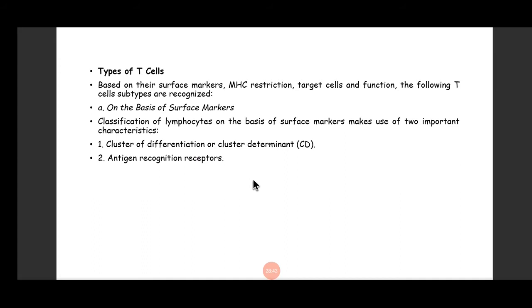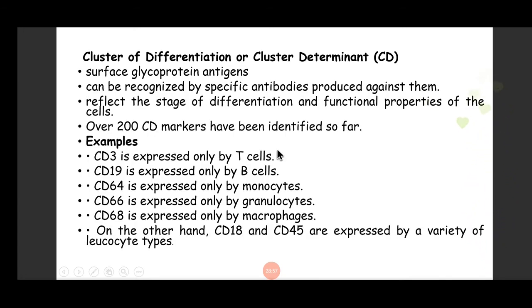For the types of T cells, we can divide them on the basis of their surface markers or on the basis of their functions. Surface markers are receptors and clusters of differentiation. Cluster of differentiation or CD markers are surface glycoprotein antigens present throughout the body, but they are very important for immune cells because sometimes we have no other way of recognizing them except the cluster of differentiation antigens.